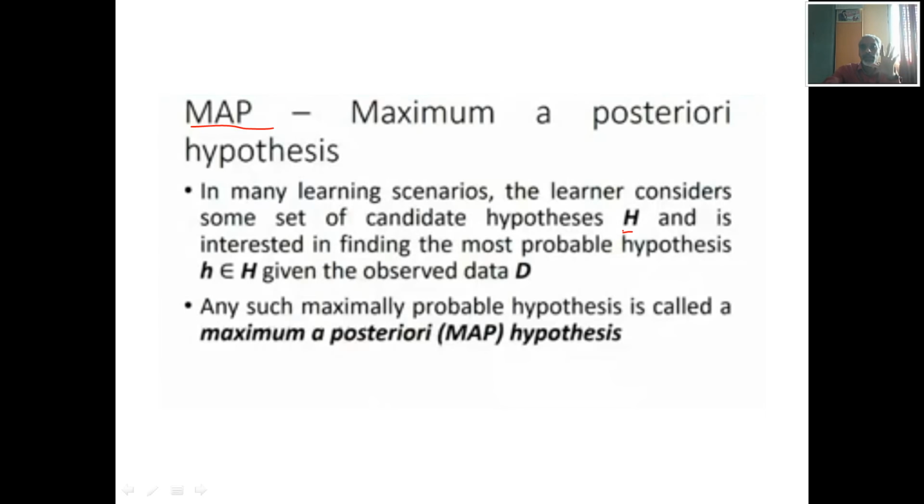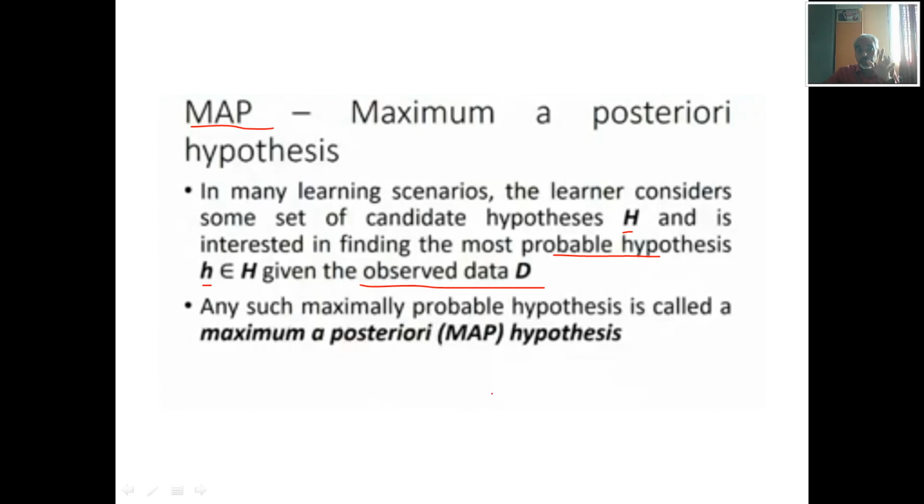We have some set of hypotheses. You are going to consider some set of hypotheses when you do the learning, and you are interested in finding the most probable hypothesis out of all the hypotheses in the set of all hypotheses. Now he wants to find the most probable hypothesis given the observed data set. For a given data set, out of these so many hypotheses, which one is most probable? Which is that most probable hypothesis?